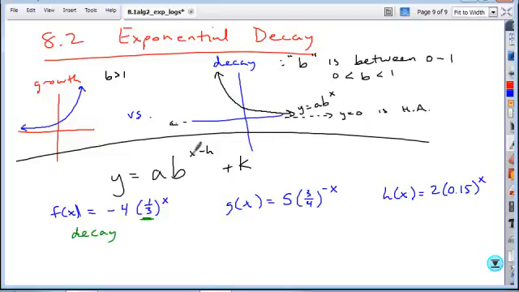Now that one little adjustment allows you to identify this as what kind of model? Our base that's being taken to the power of x is a value greater than 1. So we can now identify this as growth. Be really careful on that, and check for negative powers. And then finally, h of x, is that growth or decay? Decay. 0.15 is smaller than 1, so we're looking at decay.